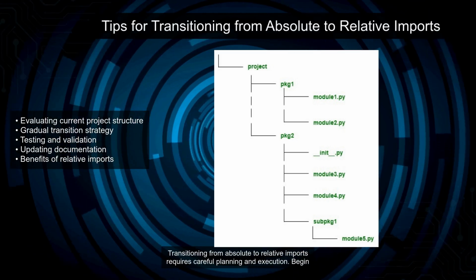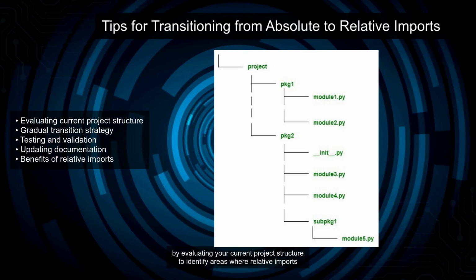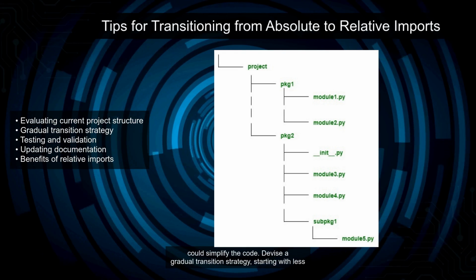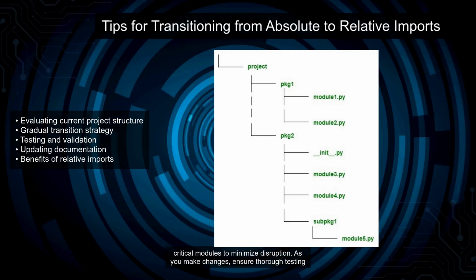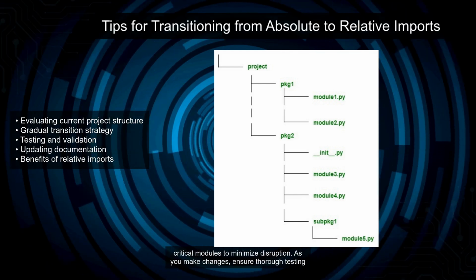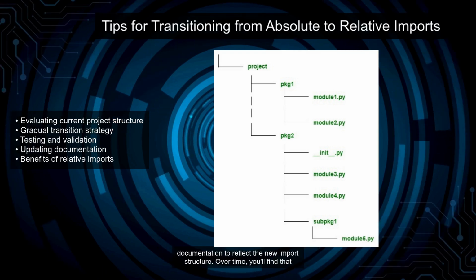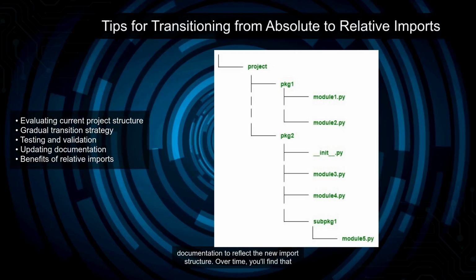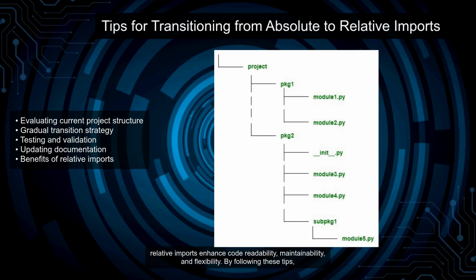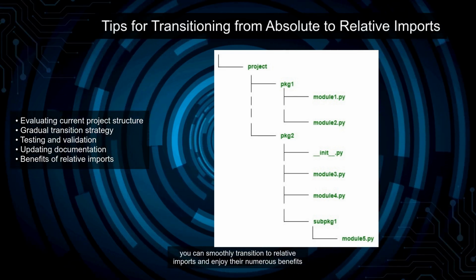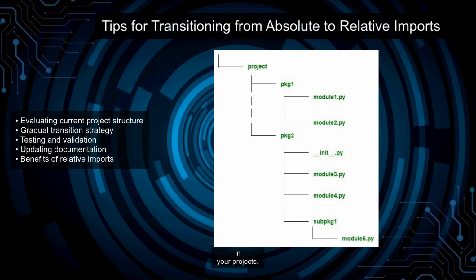Transitioning from absolute to relative imports requires careful planning and execution. Begin by evaluating your current project structure to identify areas where relative imports could simplify the code. Devise a gradual transition strategy, starting with less critical modules to minimize disruption. As you make changes, ensure thorough testing and validation to confirm that all imports function correctly. Update any associated documentation to reflect the new import structure. Over time, you'll find that relative imports enhance code readability, maintainability, and flexibility. By following these tips, you can smoothly transition to relative imports and enjoy their numerous benefits in your projects.